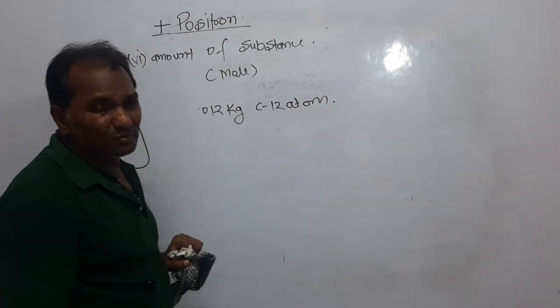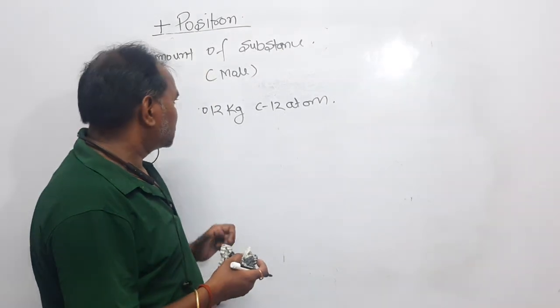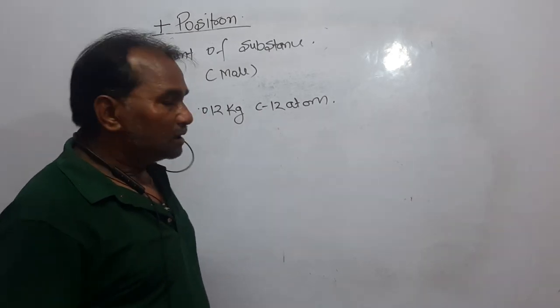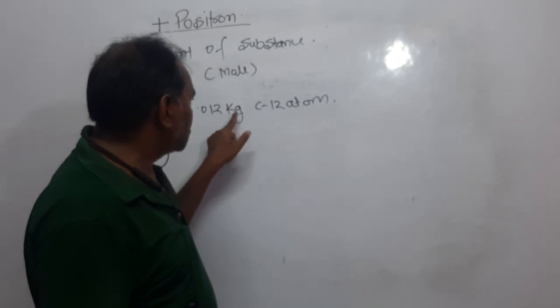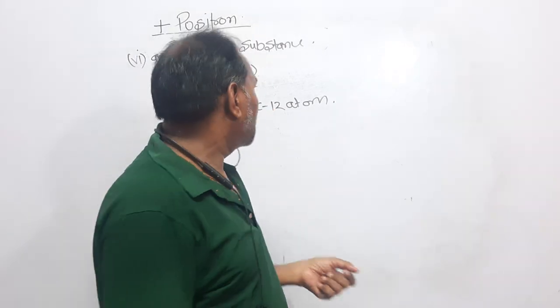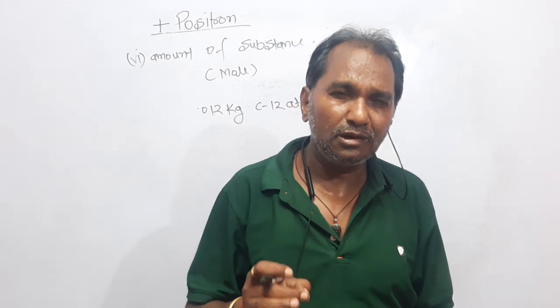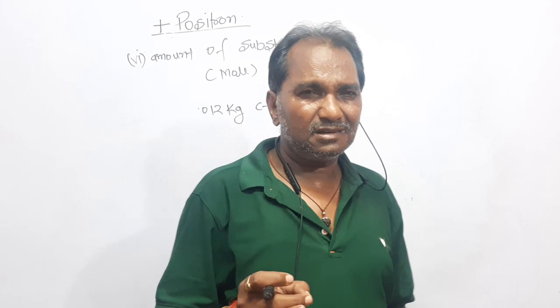Means 1 mole is a number of entities, number of elementary quantities, that is equal to the number of carbon-12 atoms in 0.012 kg. Means first you have to consider in 0.012 kg carbon-12, how many carbon atoms will be there, right? And that will be equal to 1 mole. So 1 mole, again I am repeating, is equal to the number of elementary quantities, that is the number of carbon-12 atoms in 0.012 kg.